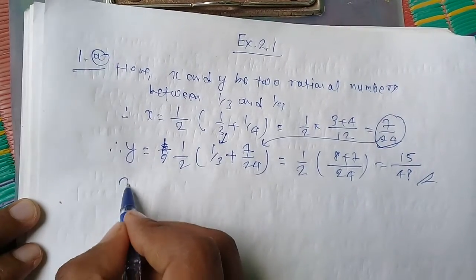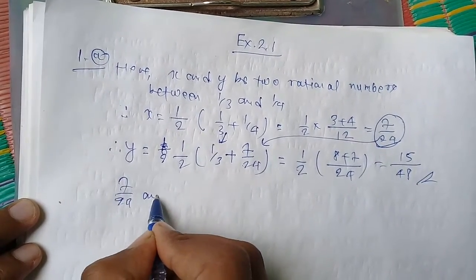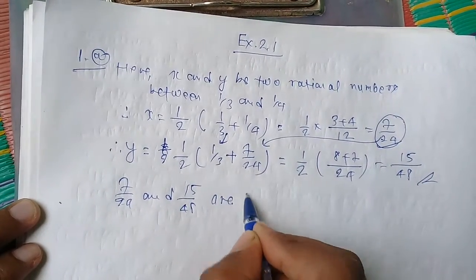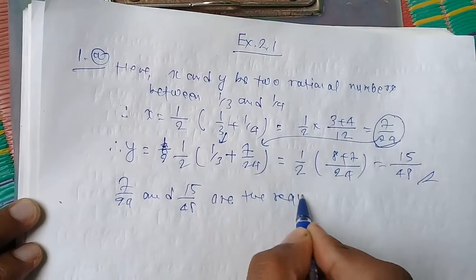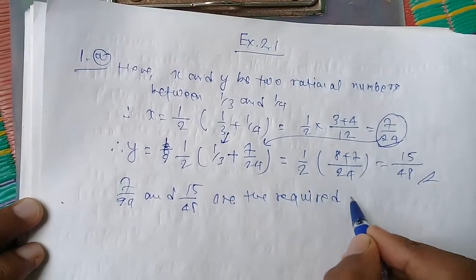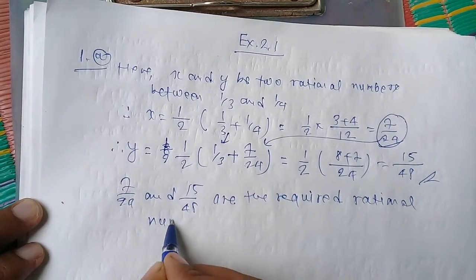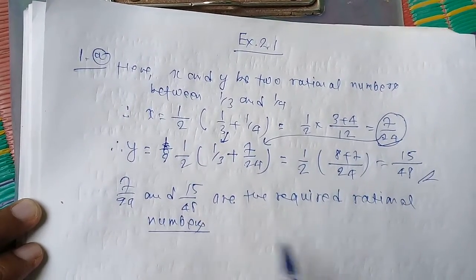So 7 by 24 and 15 by 48 are the required rational numbers.